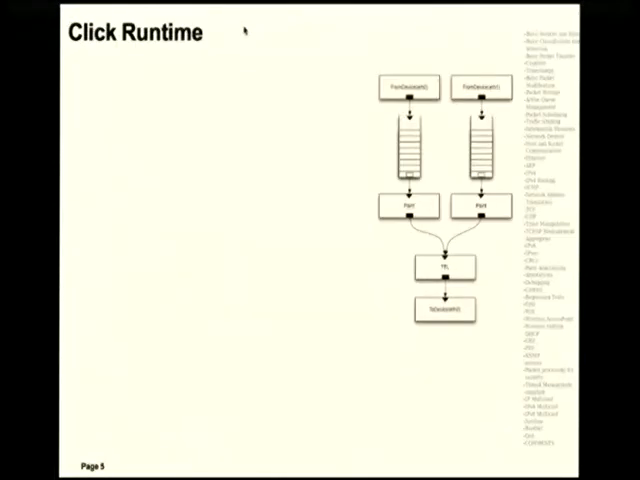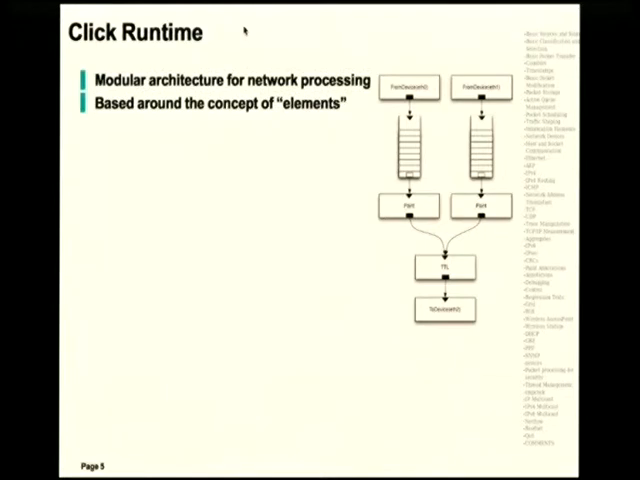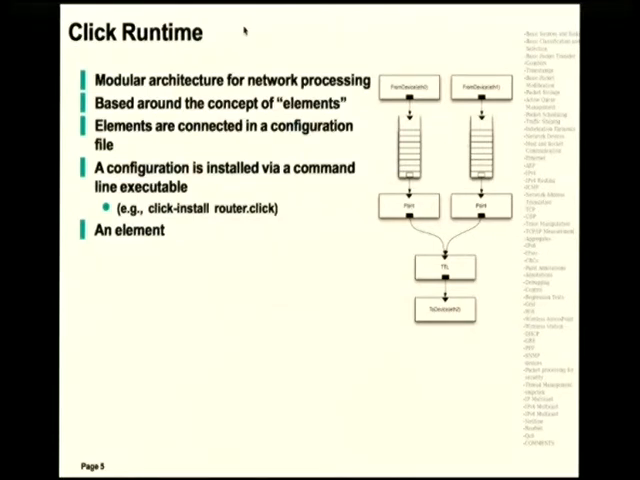Click is a framework to design routers and process packets, and has this concept of elements. Each of these elements does an operation on the packets or receives packets. For example, the configuration on the side basically decreases TTL and forwards the packet back to a different interface. These elements are contained in a configuration, and you install it either as a user space application or as a kernel module.